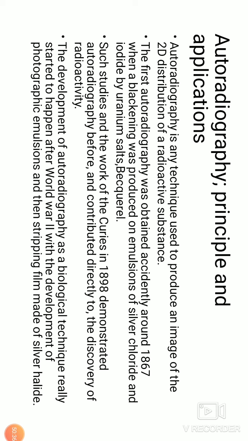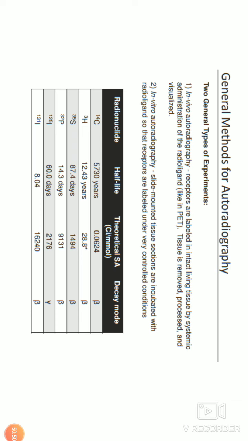Development of autoradiography as a biological technique really started to happen after World War II with the development of photographic emulsion and then stripping film made up of silver halide. So there are two types of autoradiography: in vivo autoradiography and in vitro autoradiography.